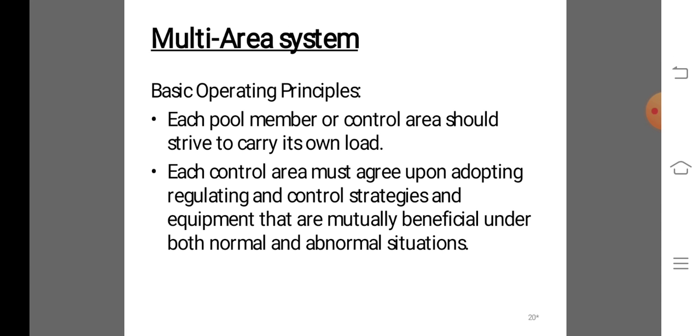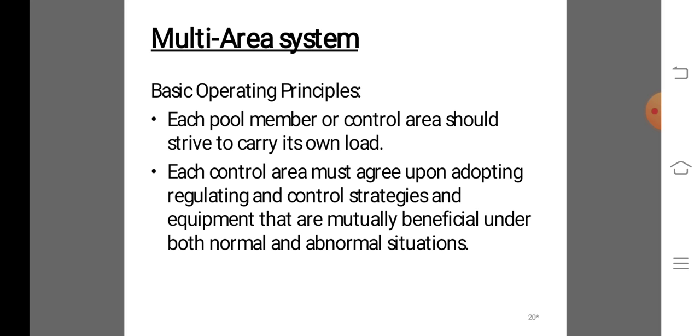Let us see the multi-area system components. Each component or operating system principle covers a number of areas. Most power systems control their generators according to their area responsibility. Each control area must upload its adaptation. That adaptation covers regulation, control strategy, and the equipment interconnected across the power system, and that power system covers various areas. So all those things belong to the multi-area system.